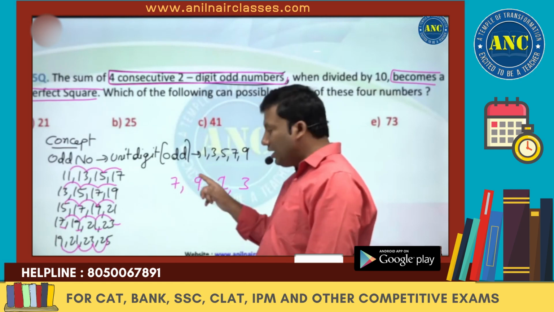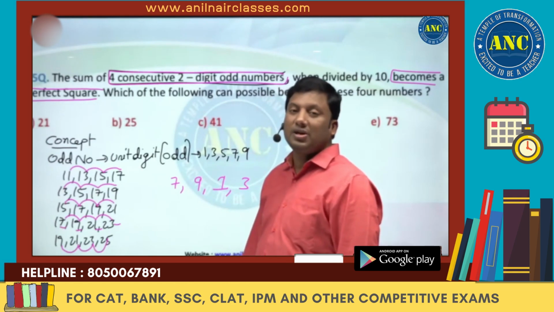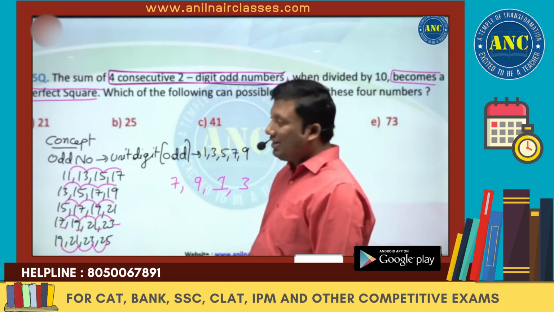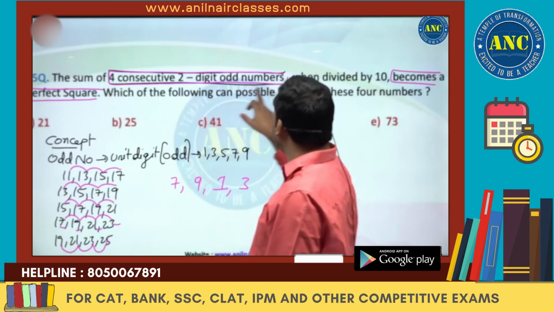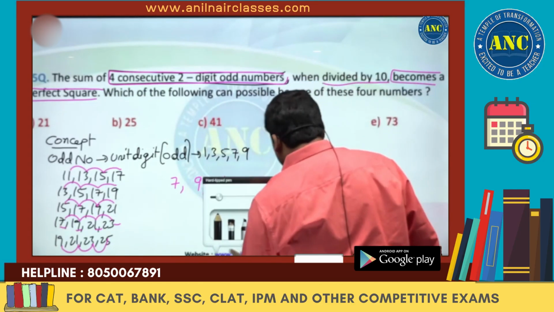Sum, please do it. 7 plus 9, 16, 16 plus 1, 17, 17 plus 3, 20. What is 20 unit digit? 20 unit digit is 0. That means it is divisible by 10. It is given that it is divided by 10. So 7913.